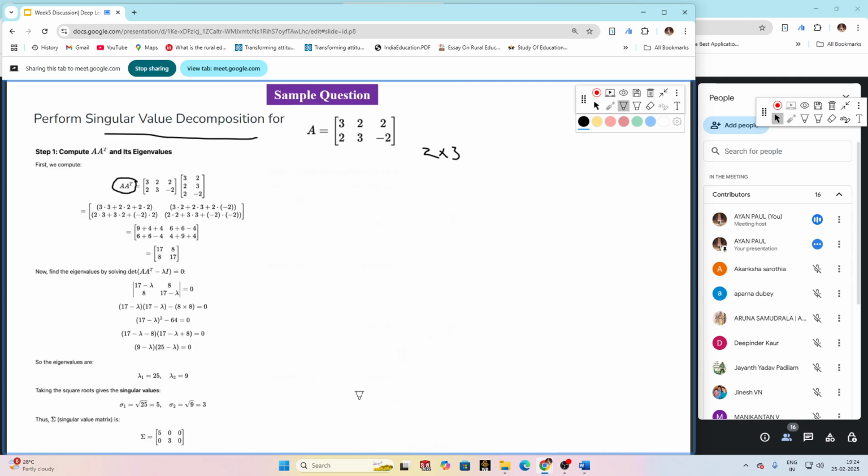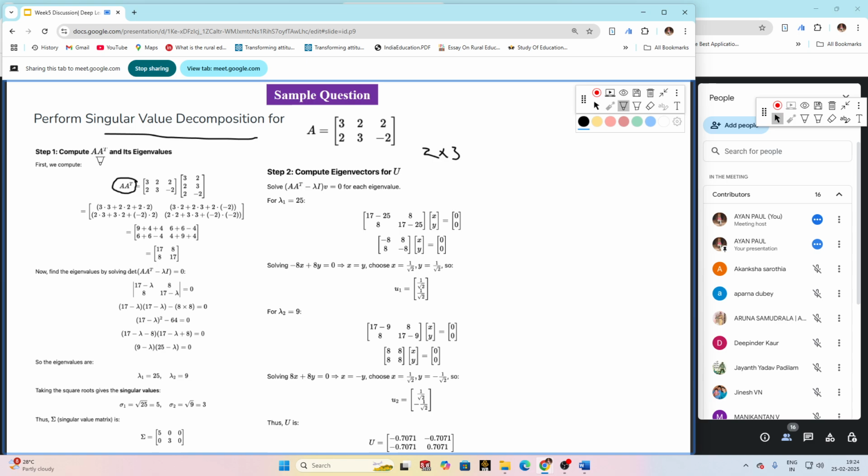So that is why we are doing AAT, not ATA. Whenever we do AAT, what will be the order of the matrix? 2 cross 3 into 3 cross 2. The 3s cancel, so our matrix will be 2 cross 2. We want an M cross M matrix, that is why we are doing AAT, not ATA. So this is the idea.